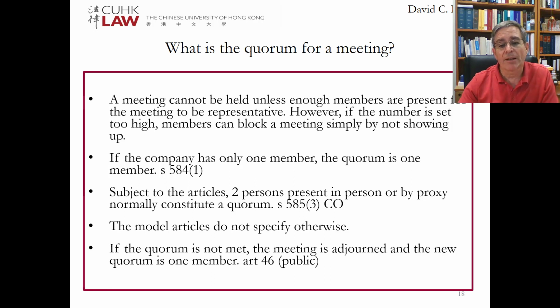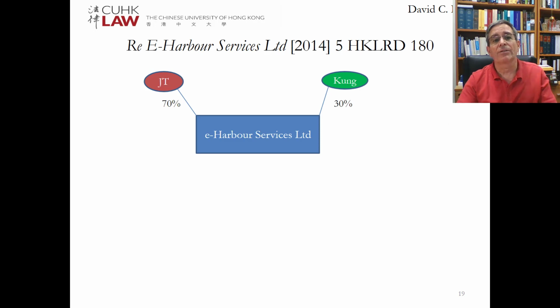If the quorum is not met, the meeting is adjourned, and under the model articles for public companies, the new quorum is 1. And so the quorum is something that we can adjust in the model articles. In the case of E. Harbor that I've asked you to read, you'll see it's essentially an argument where one member wants to hold a meeting in order to do something that the other member does not want to happen.